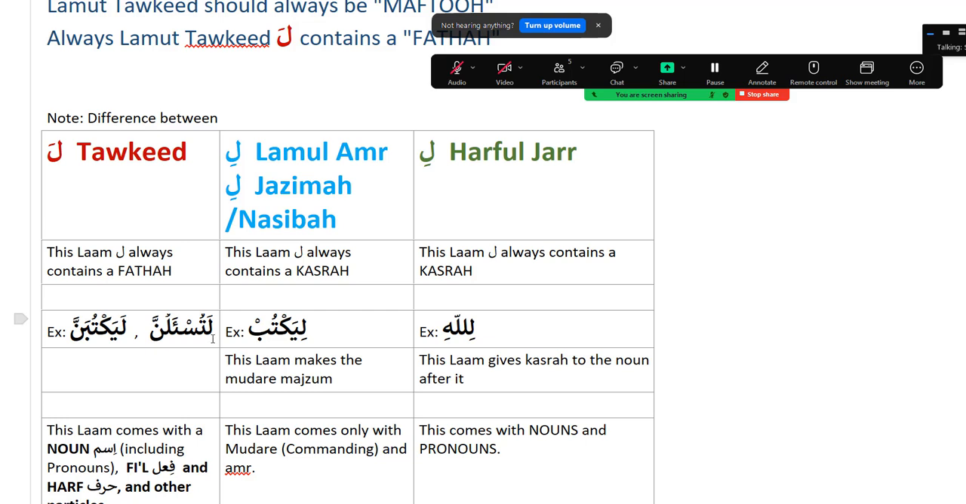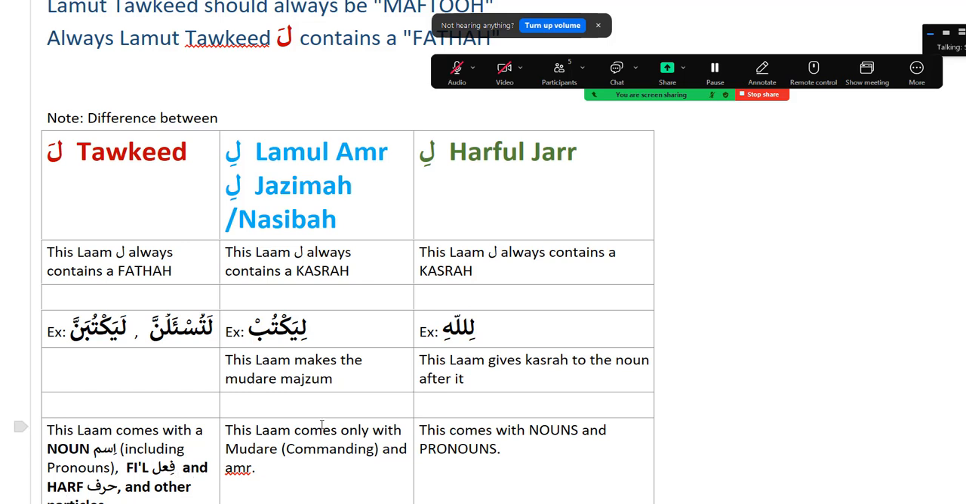For example, we have Latus Alunna or we have La Ghaniyun Hamid, right? Lamul Amr or the Jazima Li would be Li Yaktub. This lam makes the mudare majzoom, or if it is nasiba, this makes the mudare mansoob, right? And the li of huruful jar, lillahi, this lam gives a kasra to the noun after it. So lam tawkeed, this lam comes with a noun including pronouns, fi'l and harf and other particles.